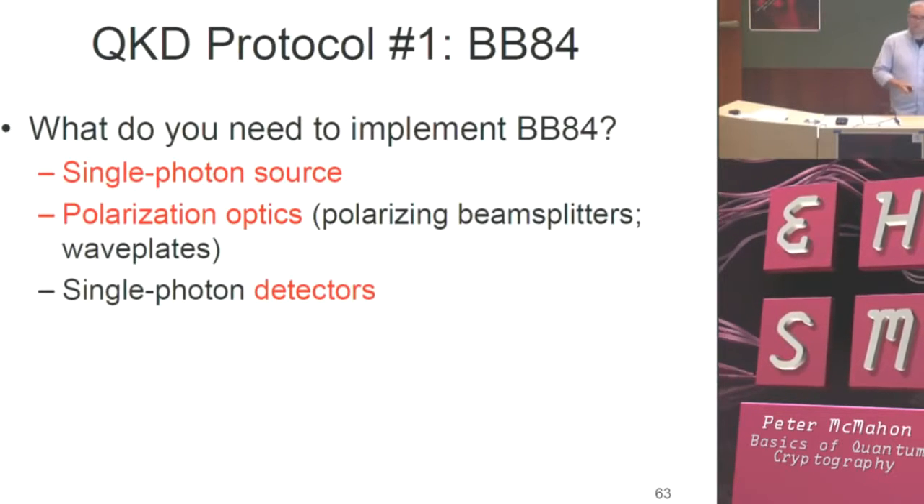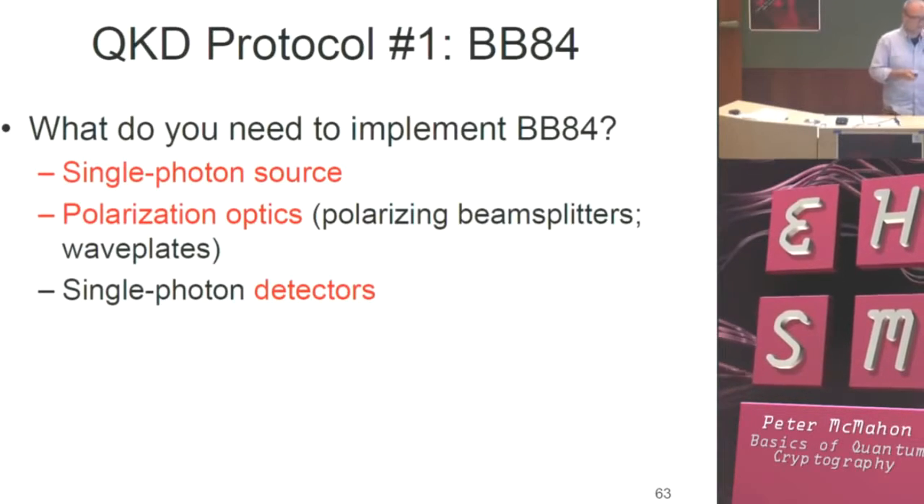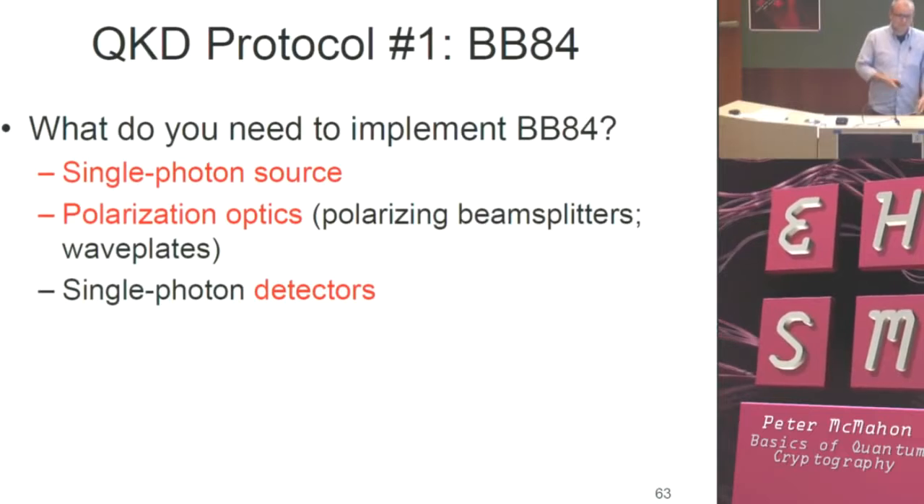So the equipment inside a commercial quantum cryptography device is actually not particularly complicated. The main difficulty really is this single photon source. That's not something that you can easily produce, but there are companies that actually produce commercial versions now, and many research groups worldwide have single photon sources.